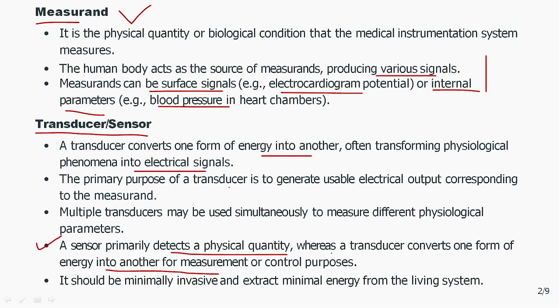The primary purpose of a transducer, basically sensor and transducer, they are working together in coordination. The first part is sensing, the second part is conversion or transduction from one form of energy to another. The primary purpose of a transducer is to generate usable electrical output corresponding to the measurand. Mark one thing: whatever physical parameter has been sensed through the sensor has been converted to its equivalent electrical signal.